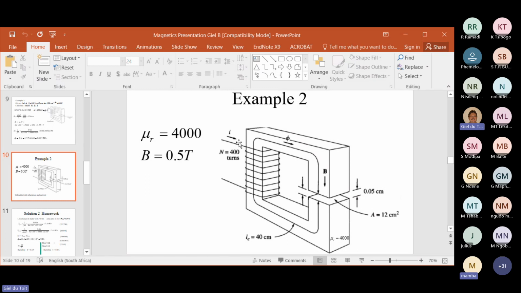What you can see in this, sorry? 1000 ampere per meter. Yeah, the magnetic field strength is, yes, N I over length, right? And the length is again 0.4 meter, right? Yes. You guys see how to do that?